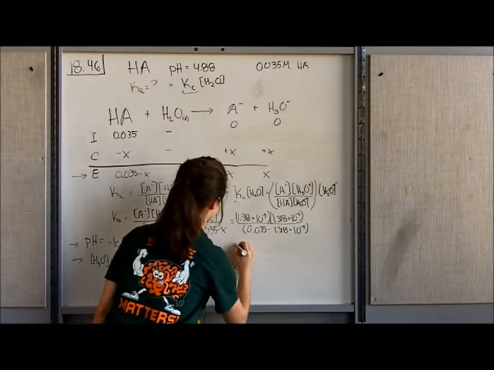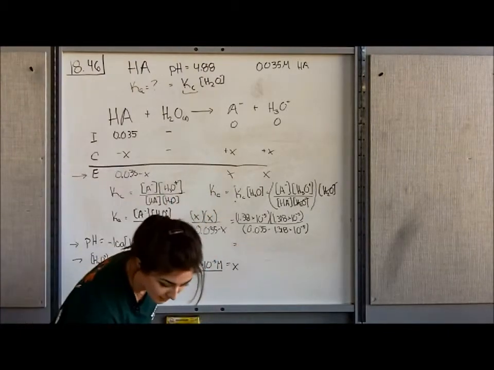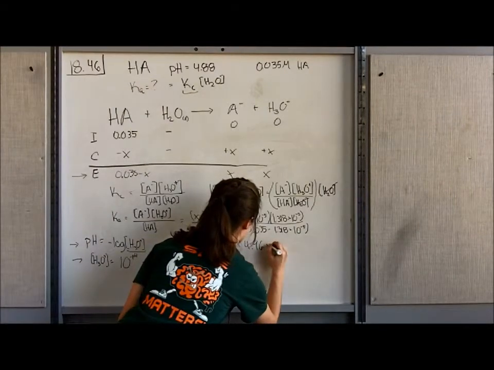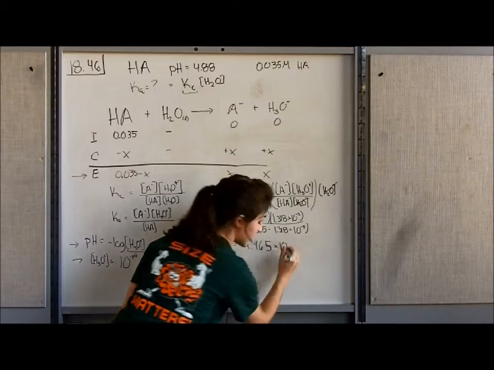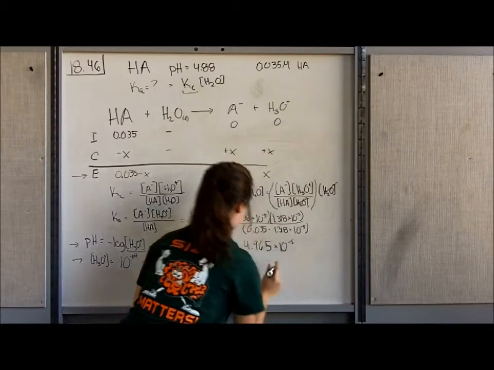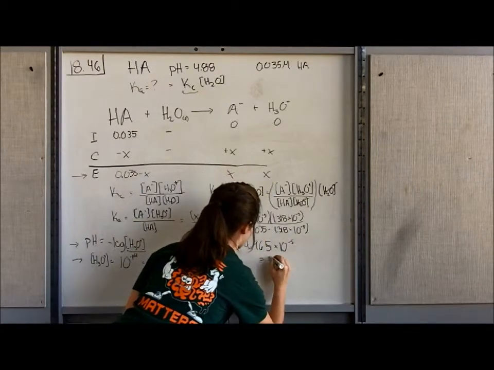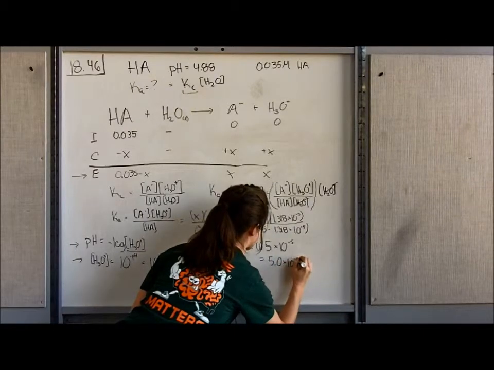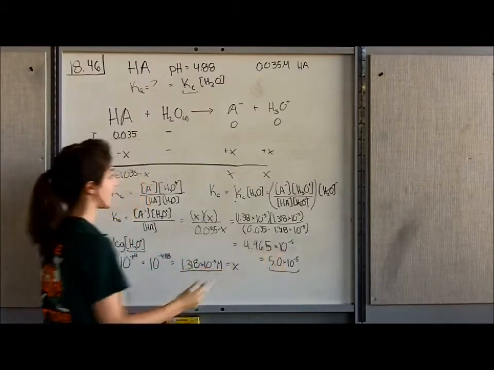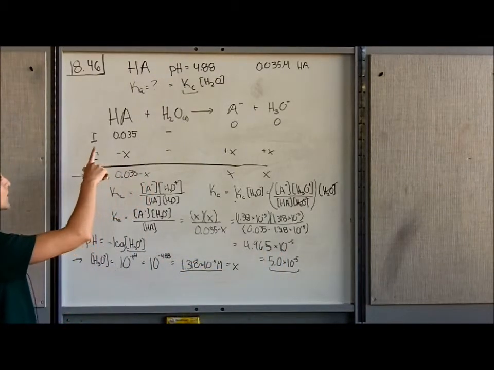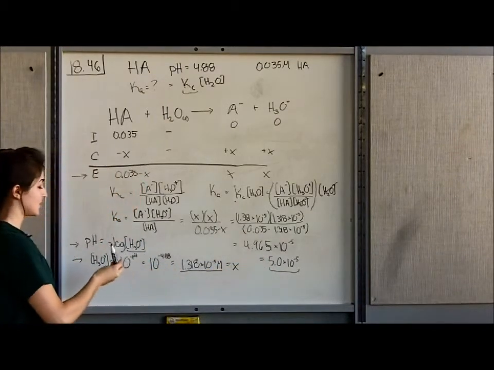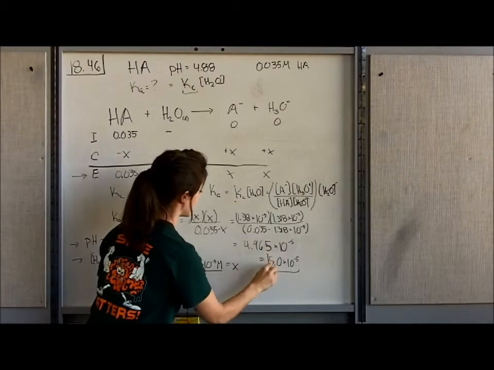Now we can plug this in our calculator and get an answer for Ka, which will be 4.965 times 10 to the negative 5. And we can round this out to 5.0 times 10 to the negative 5. Think about whether this looks right. 5.0 times 10 to the negative 5, that's very small, which makes sense because we have a weak acid. If it was greater than 1, then we'd have a strong acid. So our answer makes sense, and we solved our problem.